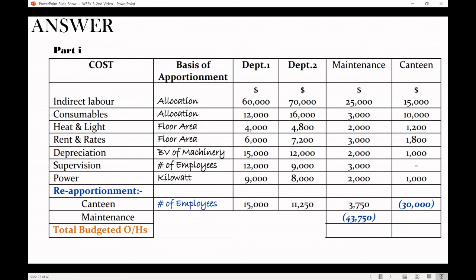And that would give you 43,750. Remember, we're reapportioning it. We're trying to nil this department's cost, right? So we're putting that same 43,750 in brackets. If you do the math, adding all this and subtracting this, at the end of the day you should get 0. So this 43,750, we're now dividing between Department 2 and Department 1. Again, we need some form of basis. What's the basis for maintenance?